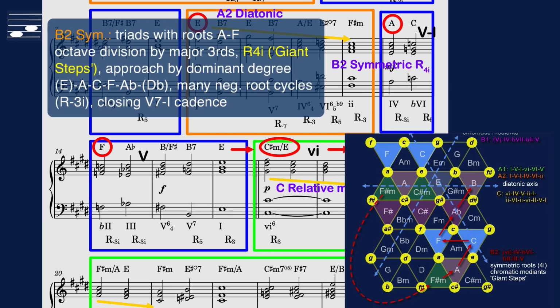In B2 I've marked the triads on A and F, and on the right is the path through the Tonnetz. If we take into account the occurrence of relative dominant chords, we may see a pattern: E to A, C to F and A flat to D flat, the latter tonic omitted from the progression. These stress the R4i, the major third octave division symmetry, and are also known as chromatic medians. Note the many negative root cycles.